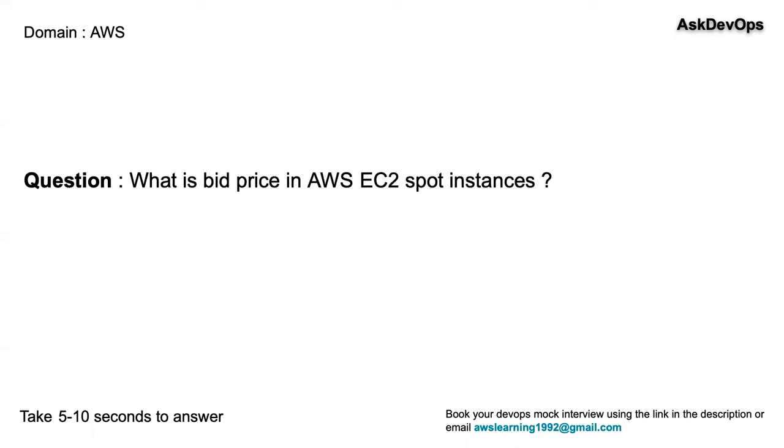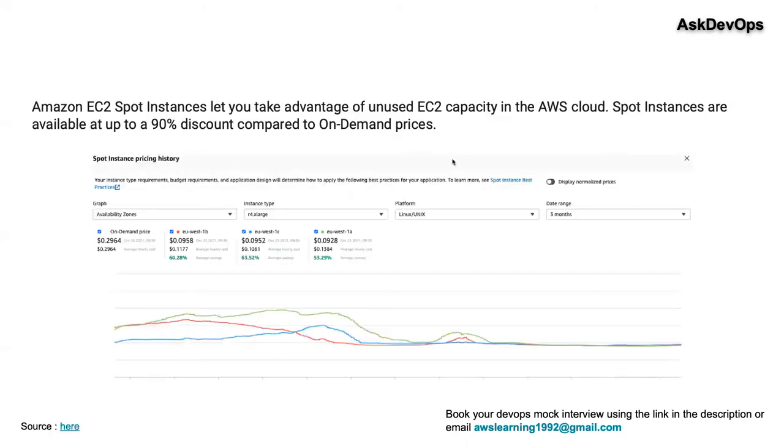Very well. Pause the video here if you are interested to see how you would answer it. But let me go ahead and first explain a bit more about what spot instances are and how to tackle this question in the interview. Amazon EC2 spot instances let you take advantage of unused EC2 capacity in that region. Spot instances are available at up to a 90% discount compared to on-demand instances, meaning they are really, really cheap.